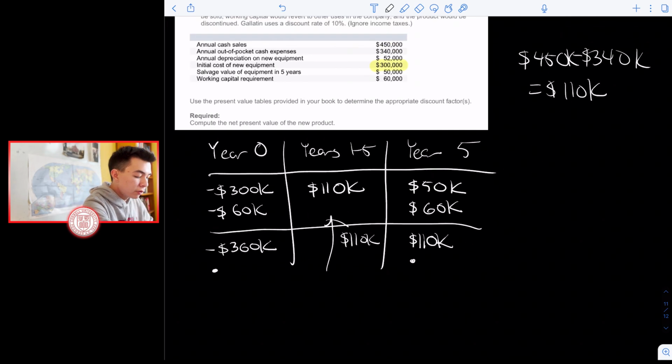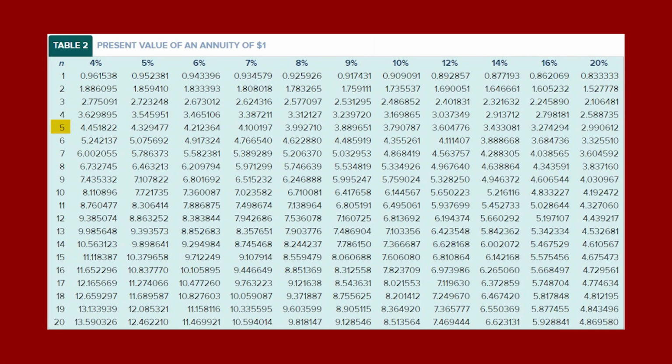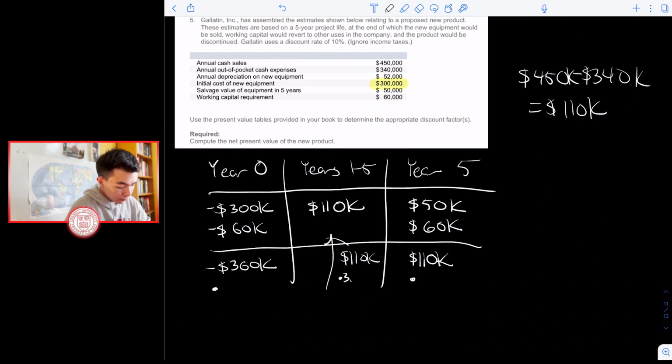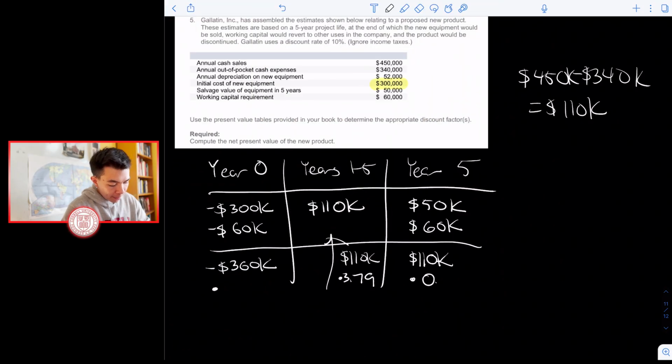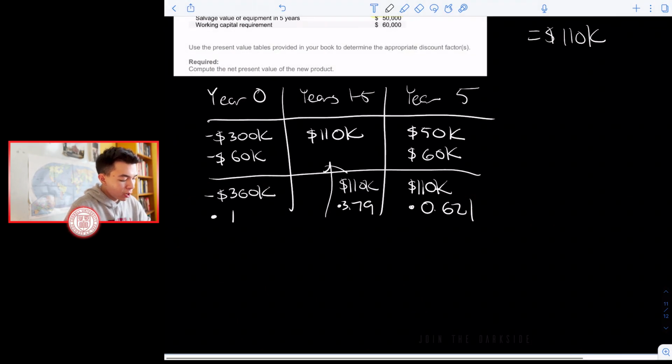So for years 1 through 5, we got to look at 5 years on the annuity chart at the 10% discount rate. So that's going to be 3.79. And then we got to look at just the regular present value chart for year 5. So I'm looking at 10% of 5 years, which is going to be 0.621. And then year 0, you just multiply by 1 because that's already in the present.